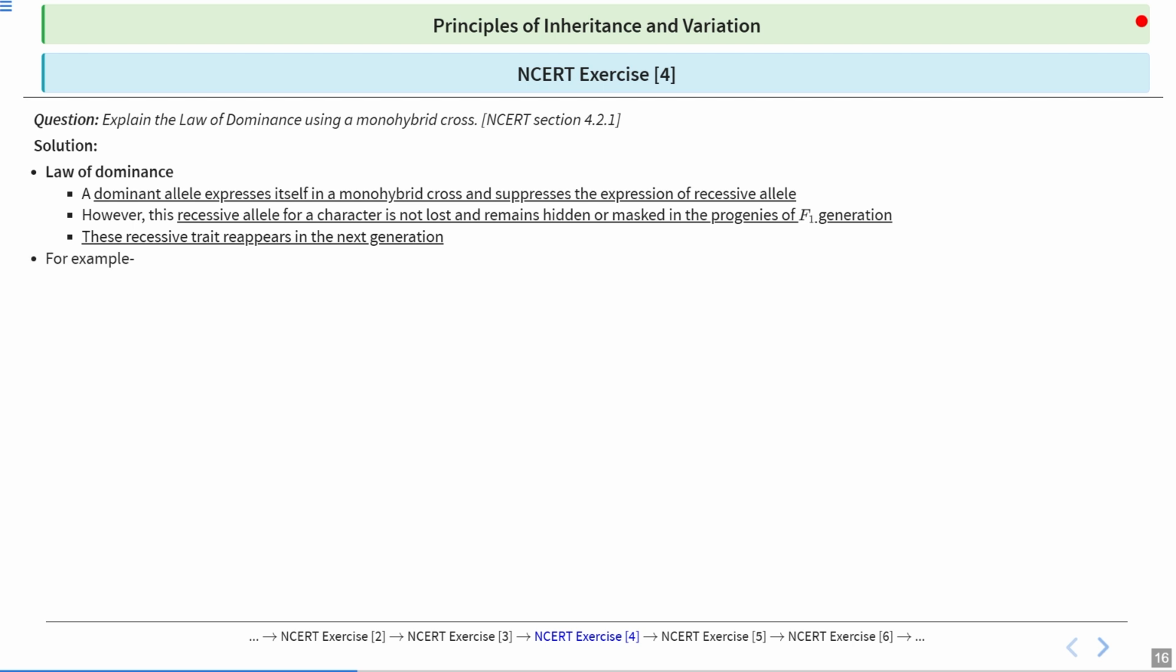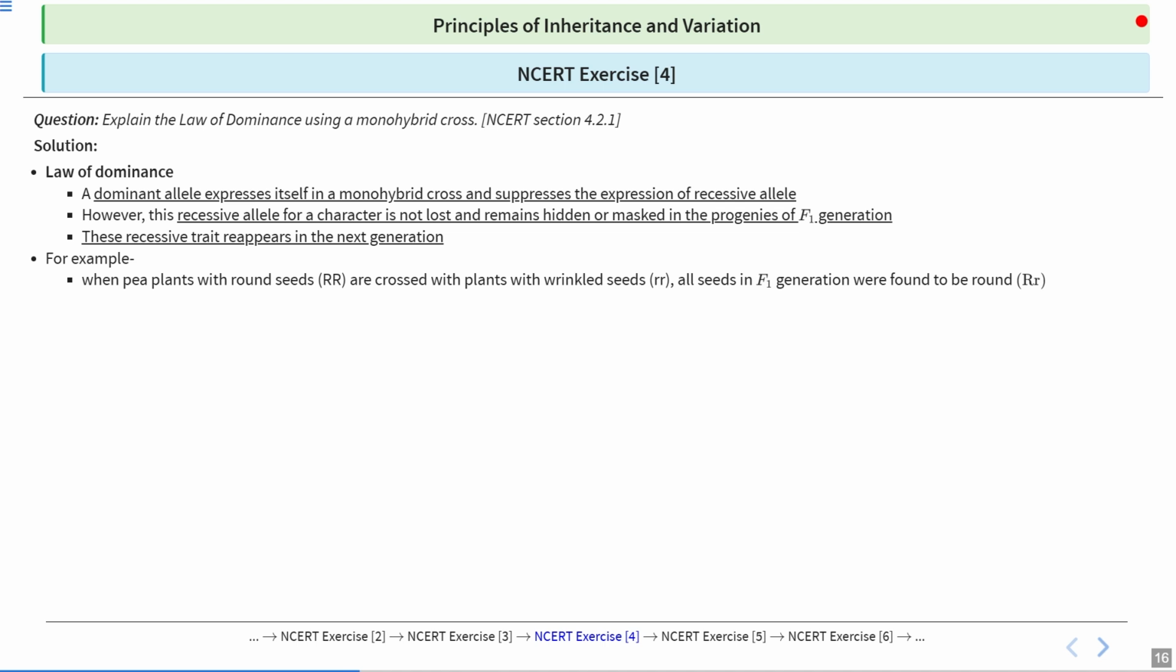Let's have a look at the example now. Okay, let's understand dominance with the help of an example of a monohybrid cross. When the pea plants with round seeds having the genotype capital R are crossed with the plant with wrinkled seeds having the genotype small r, all seeds in the F1 generation were found to be round. So round is a dominant phenotype here because in F1 only round seeds are observed. And the genotype of the F1 will be capital R and small r.